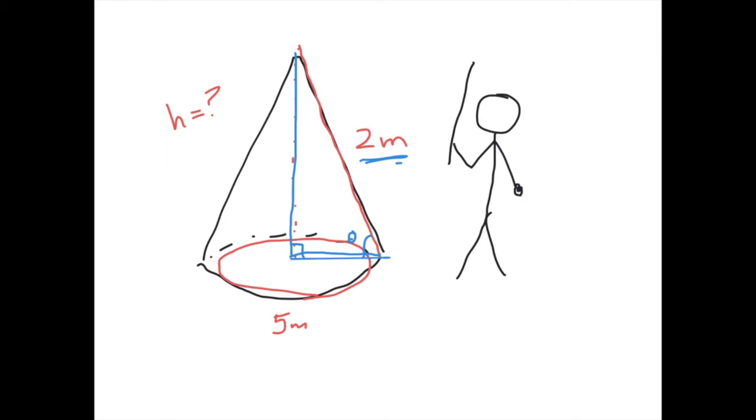Okay, now what would that method be? Well, nothing with trigonometry, actually. This is where we're going to have to go back to simple geometry, right? This is the radius of the circular base. And the circumference was 5 meters.